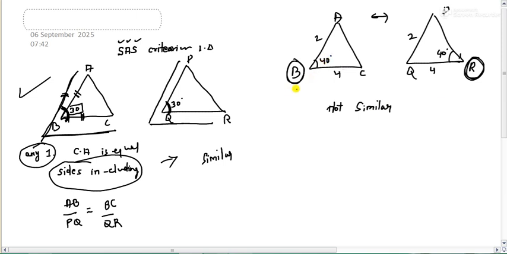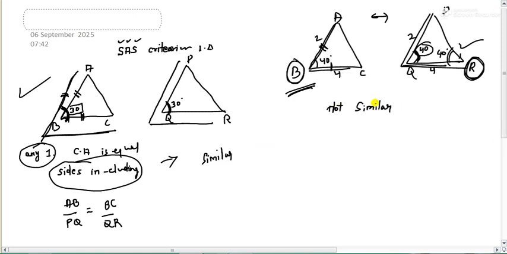See, this angle B was 40, okay, and its sides including this angle are 2 by 4. Here it is 2 by 4 on this side, but the angle is on this side, so it is not the included angle. The angle should be here. Only then will these two be similar. Got it? So this is the difference.